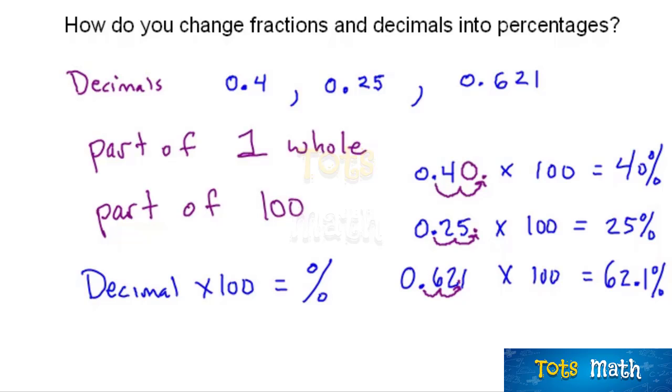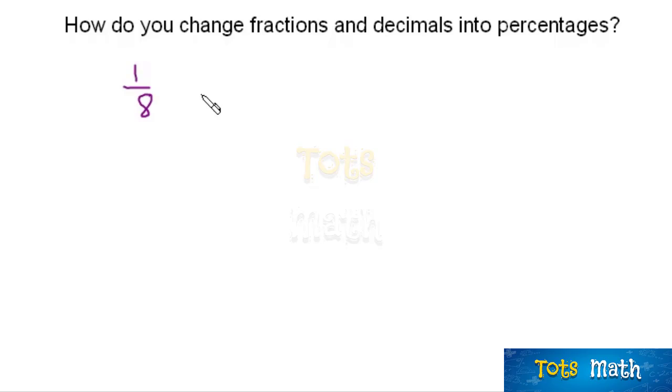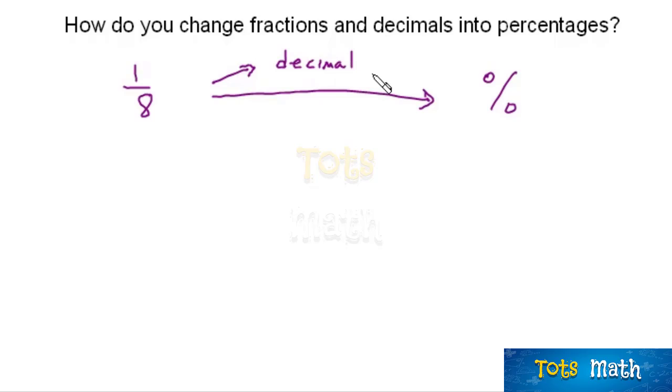So now let's use this information to convert the fraction 1/8 into a percentage. So to change 1/8 into a percentage, we're going to do so by first changing it to a decimal, and then change the decimal into a percent. So how do we change 1/8 into a decimal? Well, the fraction bar in a fraction means to divide. So this fraction is really saying 1 divided into 8 equal parts. So let's do the division.